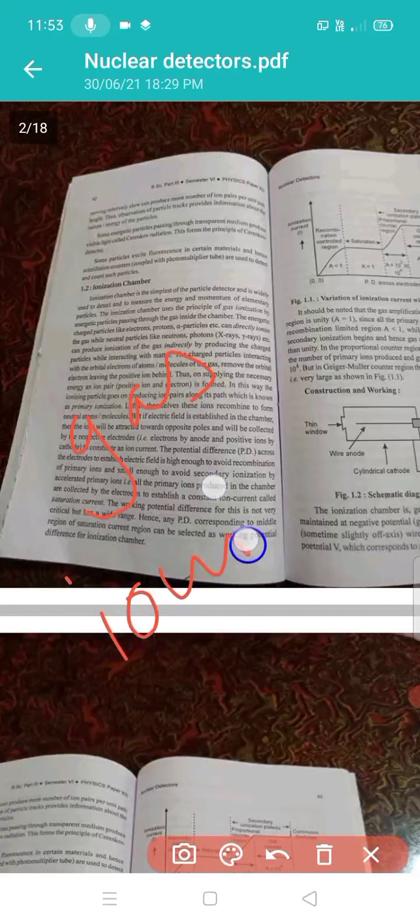Ionization chamber is the simplest of the particle detectors, and it is widely used to detect and to measure the energy and the momentum of the elementary particles. The ionization chamber uses the principle of gas ionization. The ionization chamber uses the principle of gas ionization by energetic particles passing through the gas inside the chamber.